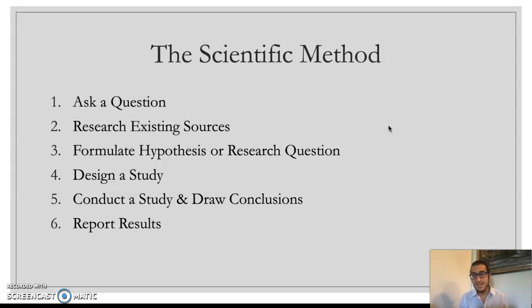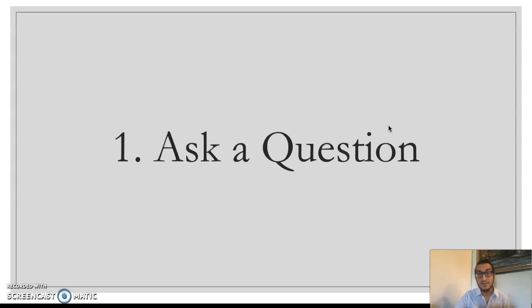So the first stage is asking the question. Second stage, research existing sources. The third stage, formulating a hypothesis and research question. Fourth is designing the study. Fifth is conducting the study itself and drawing conclusions. And sixth is reporting the results. So let's take a closer look at each of these different stages of the scientific method.